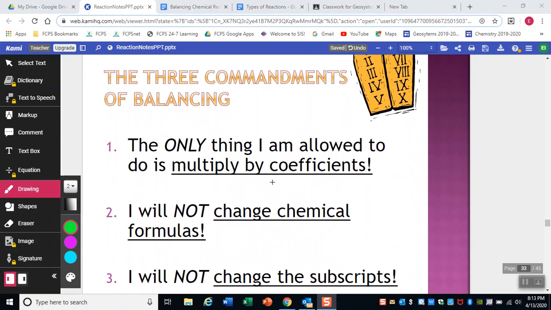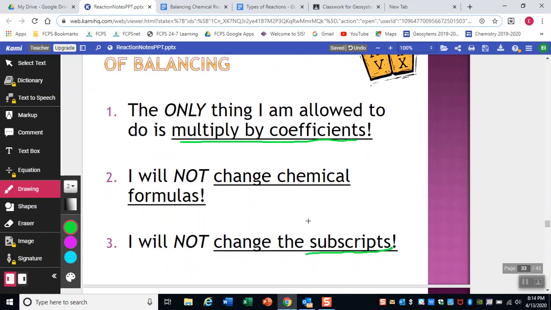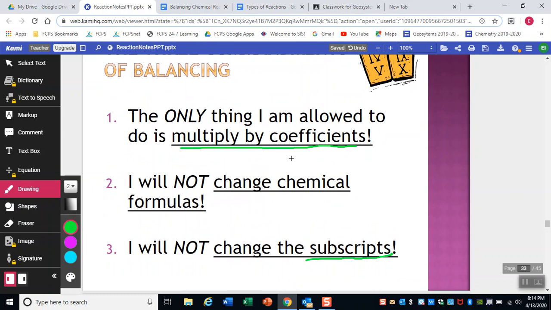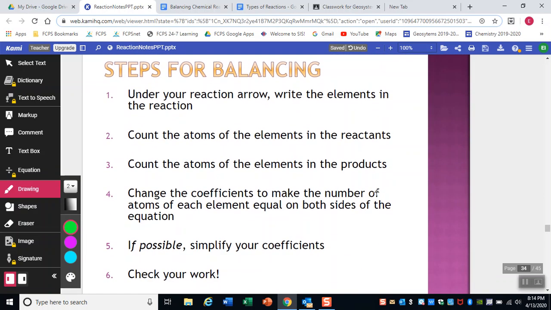And the thing is, you can only change the coefficients. All right? You cannot change the formula. The subscripts have to stay the same. If you change the subscripts, you're changing what the compound is. All right? So all you're changing is the coefficients.